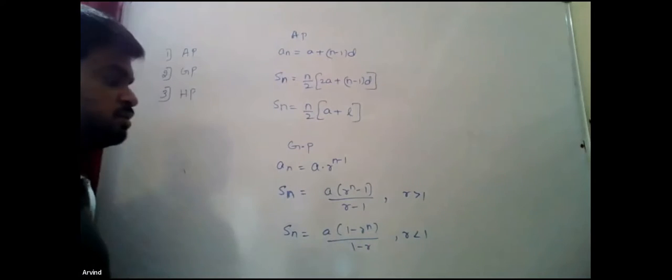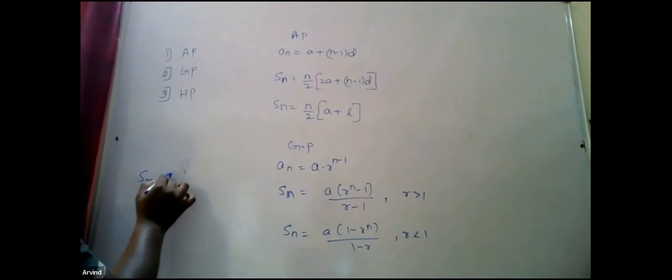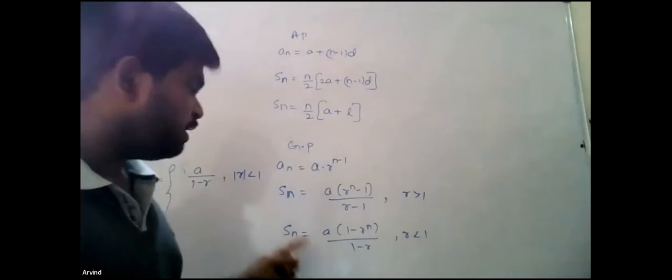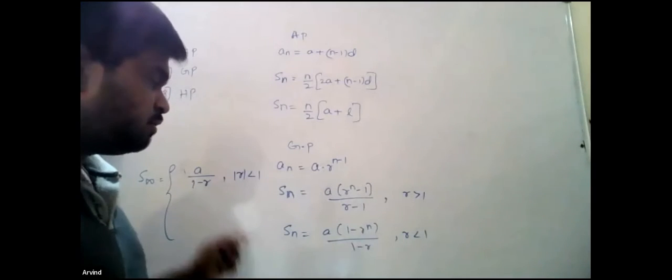Okay, this is Sn. In GP, S infinity, the sum of infinite terms, also comes. What is the sum of infinity? Sum of S infinity is given by what formula? It is A divided by 1 minus R, if modulus of R is less than 1. That means if R is between -1 and 1, you are going to take this formula.